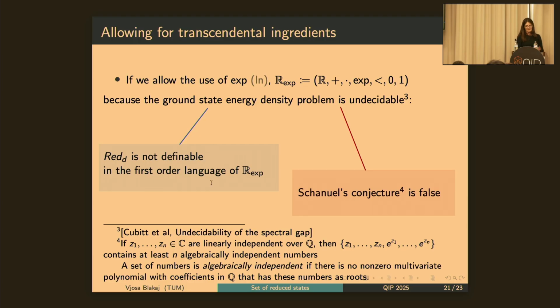So Schanuel's conjecture basically says that if you have n complex numbers that are linearly independent over the field of rational numbers, if you expand this set with taking their exponentials, then this set is going to contain at least n algebraically independent numbers. Algebraically independent just means that there is no non-zero polynomial over the field of real numbers such that it has these numbers as zeros.